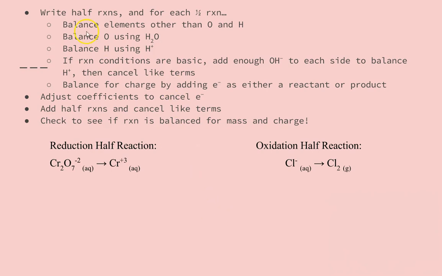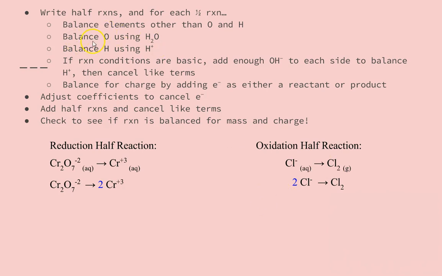Now we need to balance these. So we've done the first 2 steps. Now that we have the half reactions, for each half reaction, we need to balance elements other than oxygen and hydrogen. So here, we have 2 chromiums, and so we need 2 chromiums on the other side. We're going to ignore the oxygen for right now. On this side, we have 2 chlorines on the product side, so we need 2 chlorines on the reactant side.